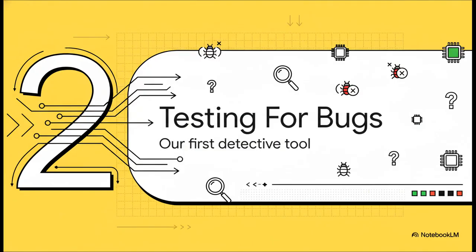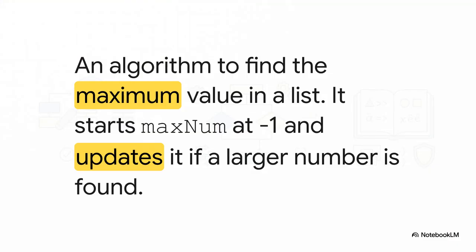Let's start with the one we all know and use, testing. This is our first line of attack. We're basically just going to throw some data at our algorithm and see if anything breaks. Okay, let's take a look at a really simple algorithm. Its only job is to find the biggest number in a list. The logic seems totally solid. We'll start a variable called maxNum at -1, loop through the list, and if we find a bigger number, we update maxNum. What could possibly go wrong?